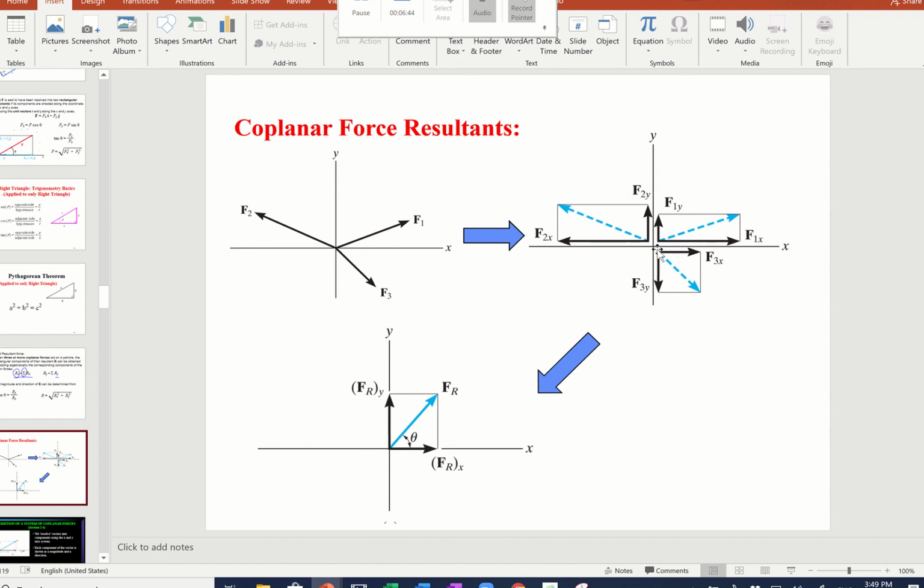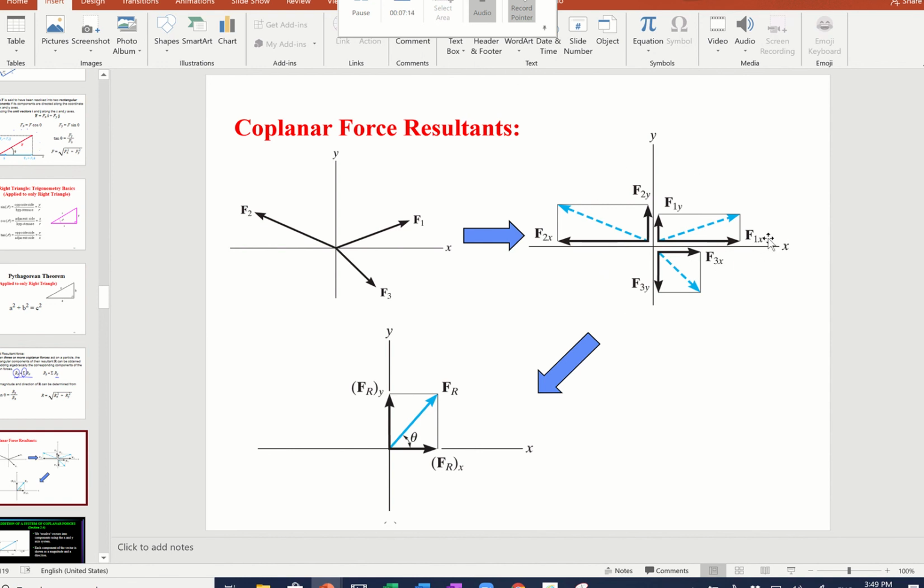F2, the same way. However, you realize F2 here is going upward and to the left, so your F2x is pulling to the left, okay? And F3, if you decompose it, is pulling to the right in the x direction and downward, okay? So it has a negative y-axis component since it's downward, F3y. So now you have all those forces decomposed.